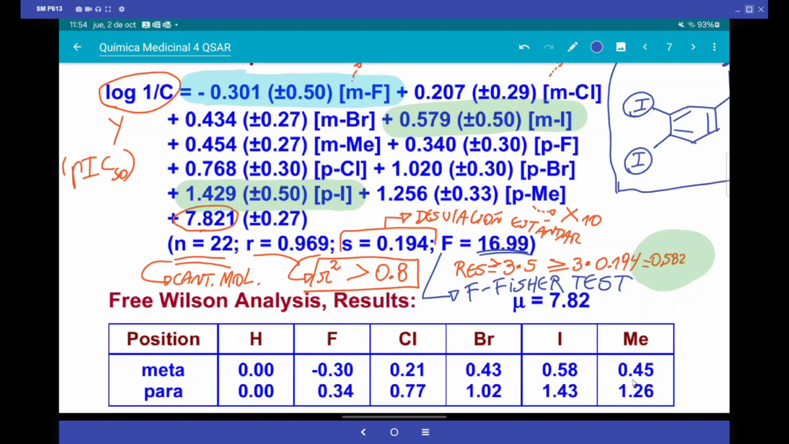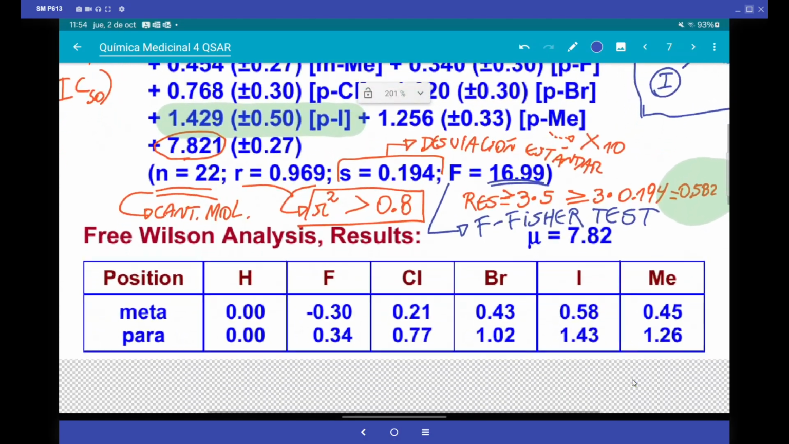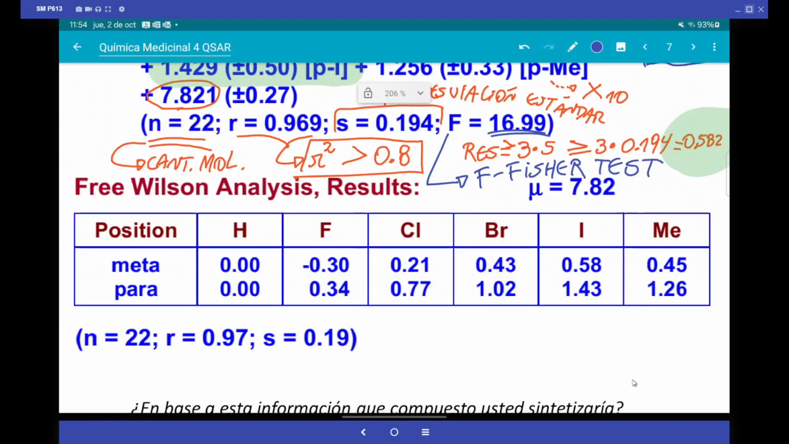Then, looking at the table, we return to the question. The best combination would be to have iodine in position meta, because we have the highest coefficient, and iodine in position para who follows. What would be the second alternative?